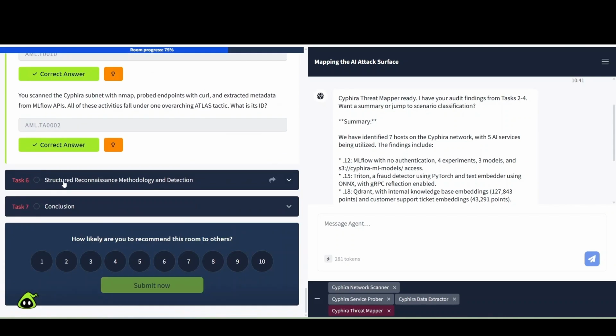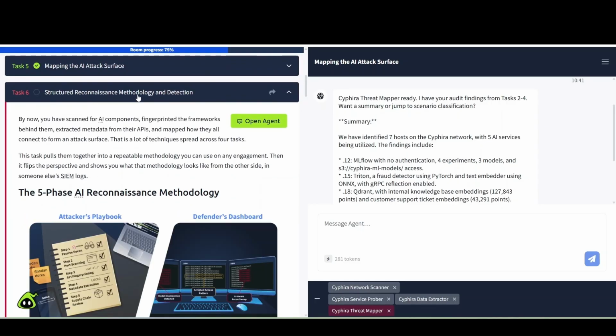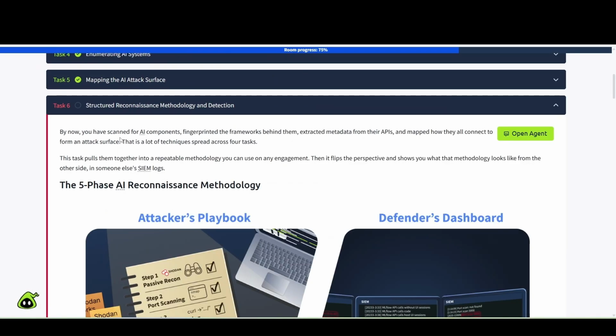Task number 6, and we're going to talk about structured reconnaissance, methodology, and detection. So let's get this out of the way. By now, you have scanned for AI components, fingerprinted the frameworks behind them, extracted metadata from their APIs, and mapped how they all connect to form an attack surface. That is a lot of techniques spread across 4 tasks. This task pulls them together into a repeatable methodology you can use on any engagement. Then it flips the perspective and shows you what that methodology looks like from the other side, in someone else's SIEM logs. That's interesting there.